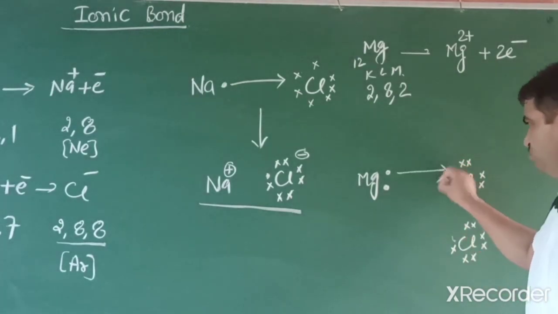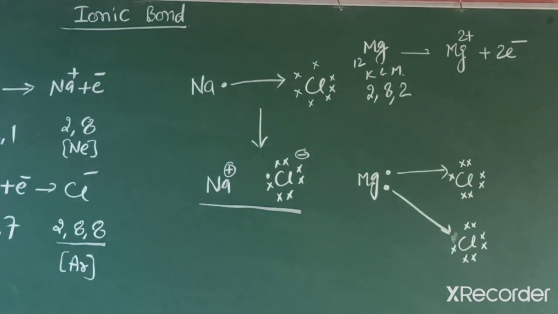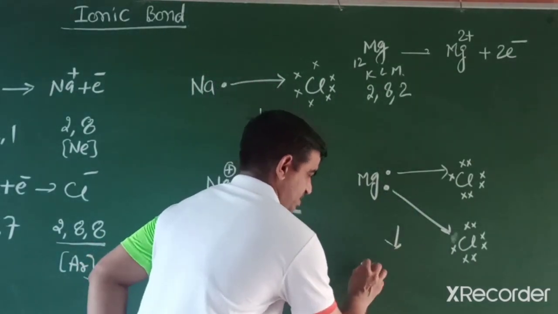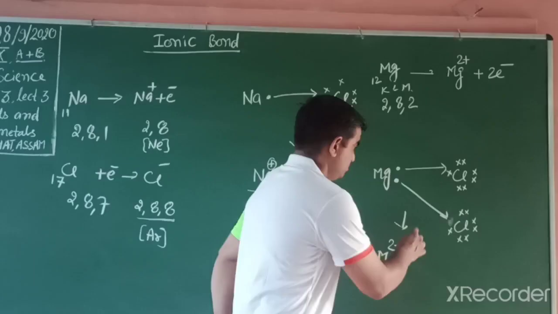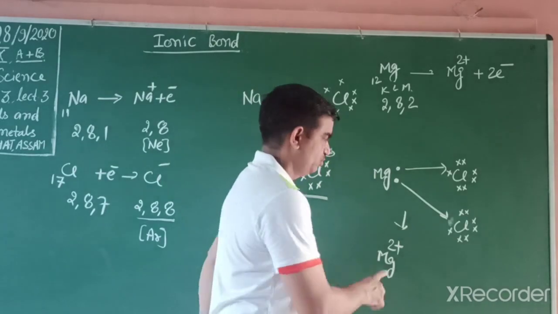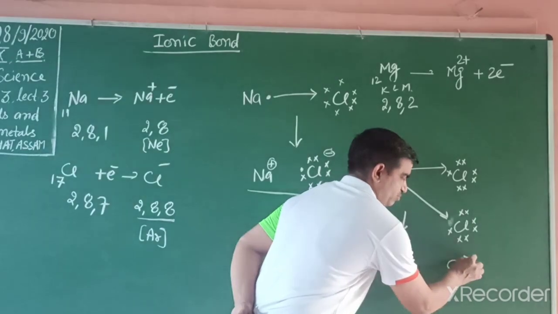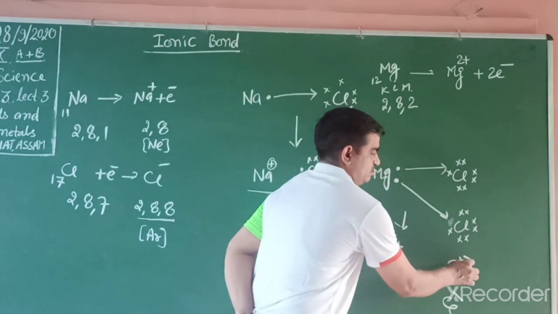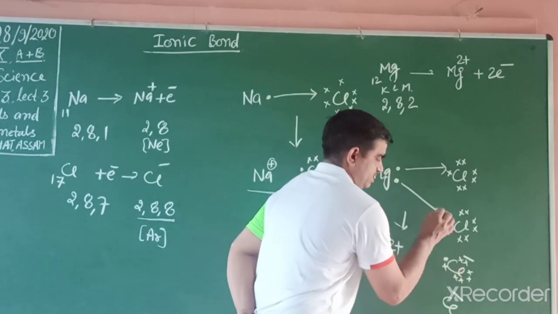So it gives one electron to this chlorine atom and the other electron to the other chlorine atom to complete the octet, because chlorine has 7 electrons. After that, how does the bond form? Magnesium becomes positively charged, and these 2 chlorine atoms convert into chlorides. Both become negatively charged, because each element gains 1 electron.